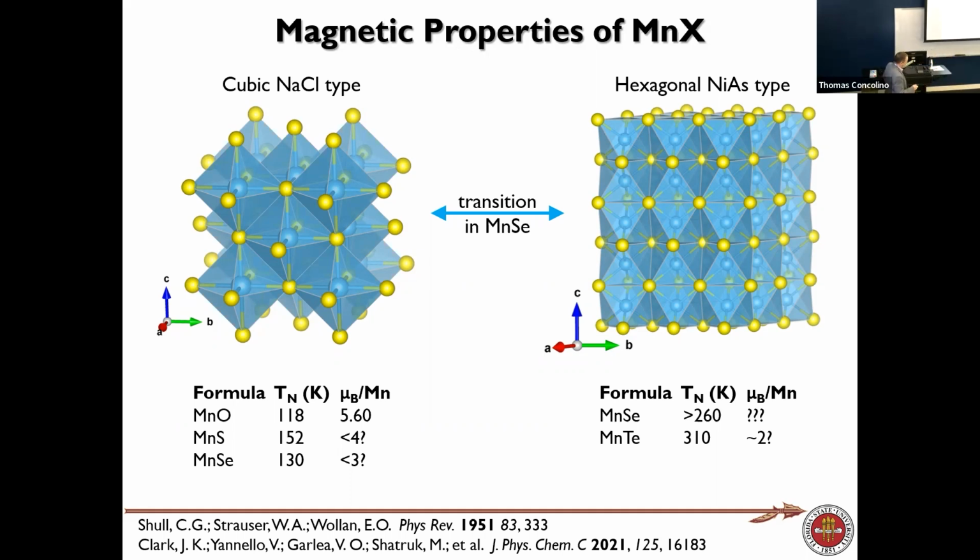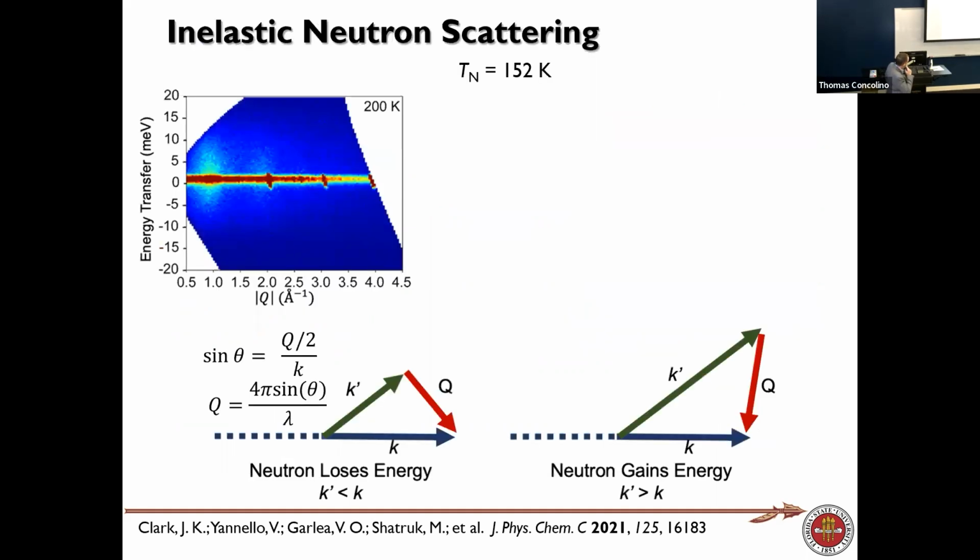So what we'll be doing with these materials, in particular, we're applying inelastic neutron scattering to look at that exchange interaction between nearest neighbor and next nearest neighbor manganese atoms, and even next next nearest neighbor.